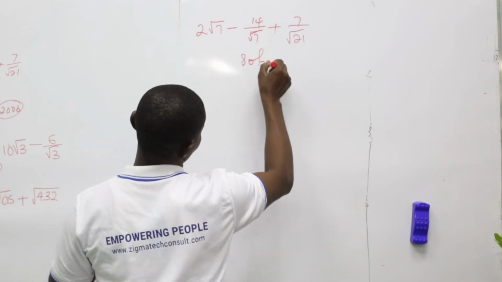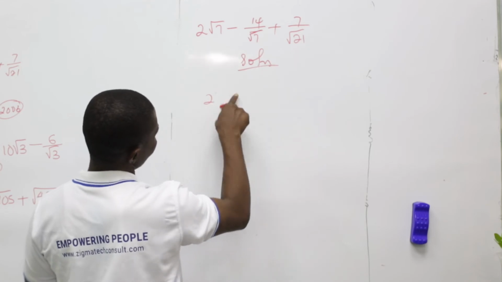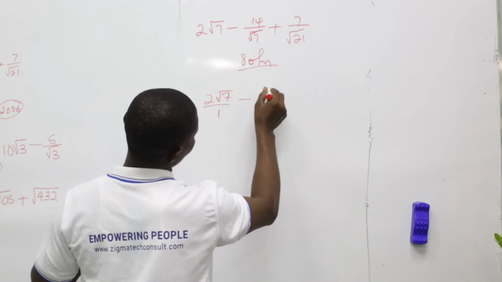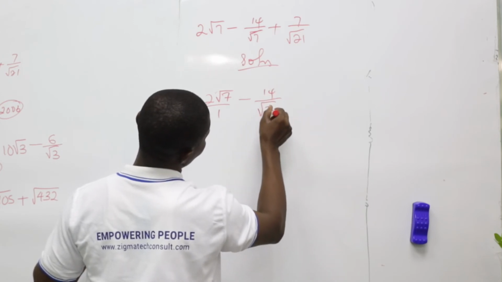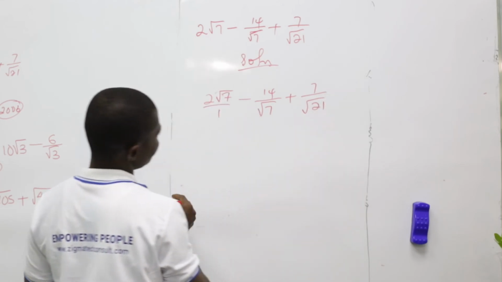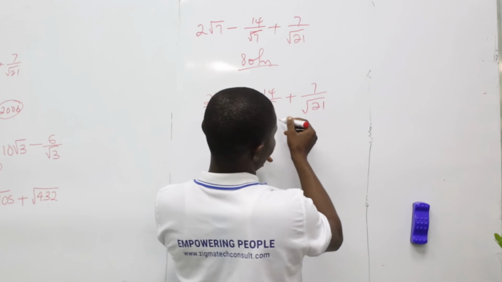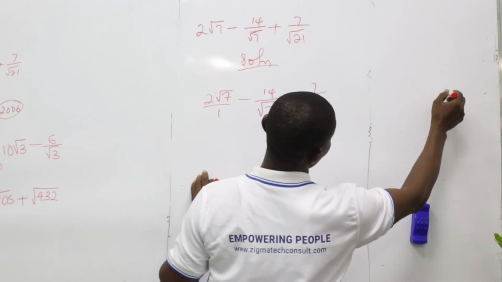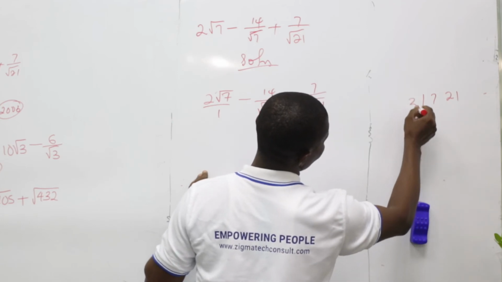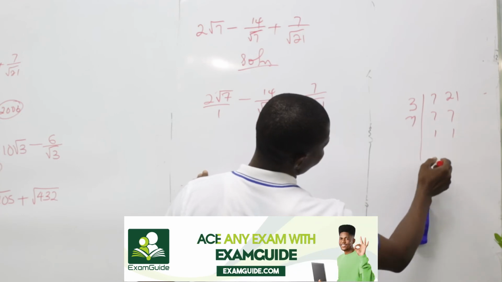As usual, you can see we have fractions on parts. The rest, you got to make it a fraction too, which is 2 root 7 over 1 minus 14 root 7 plus 7 all over root 21. So our LCM now, LCM of 7 and 21, you can write 7, 21, 3 can go, this 7, 7, 7 here, 1, 1, meaning 21.